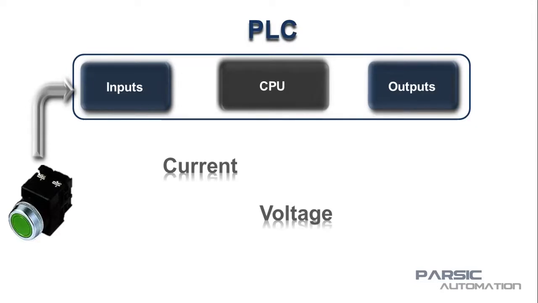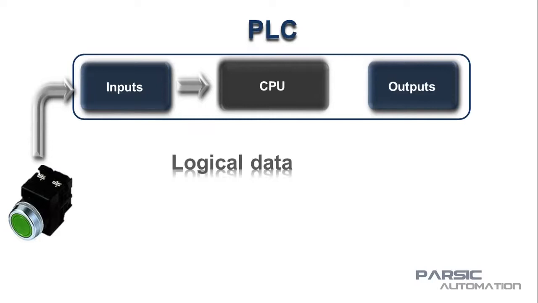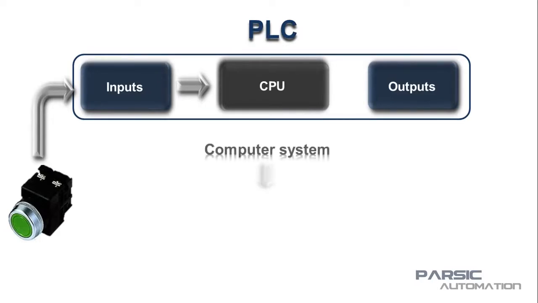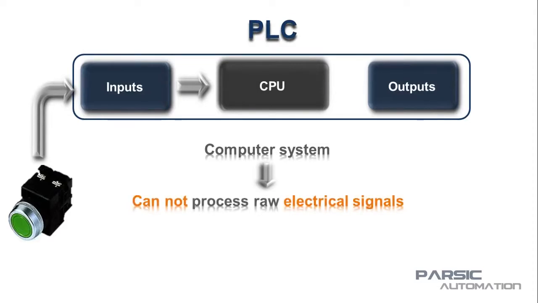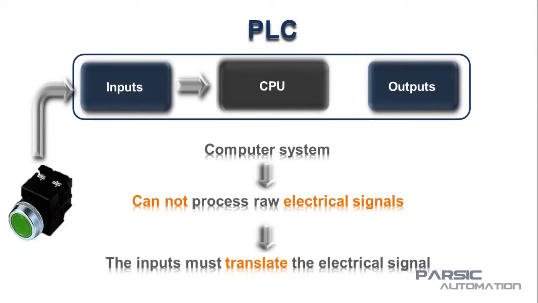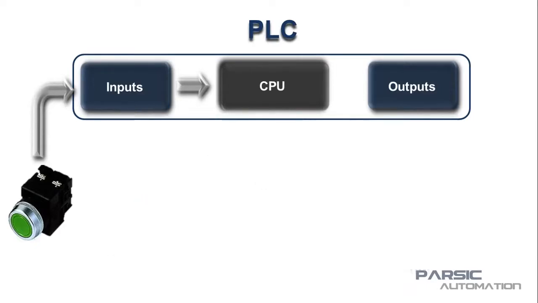This electrical signal is then passed through the PLC inputs and turned into logical data. Because the CPU is a computer system and cannot process raw electrical signals, the inputs must translate the electrical signal before sending it into the CPU. Once the CPU has processed the data, it is sent through outputs.